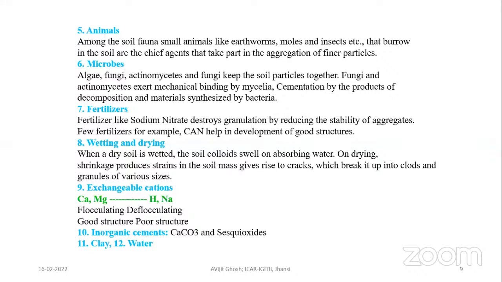Fertilizer application. Sodium fertilizer application destroys stability of soil aggregates, whereas calcium fertilizer application and ammonium fertilizer application enhance stability of soil structure. Wetting and drying: rapid wetting and drying causes disruption of soil structure. Clay content and water content: clay and water content also enhance the soil structural stability.